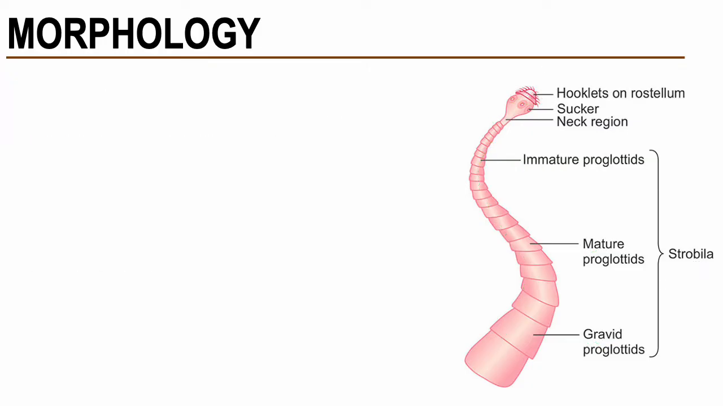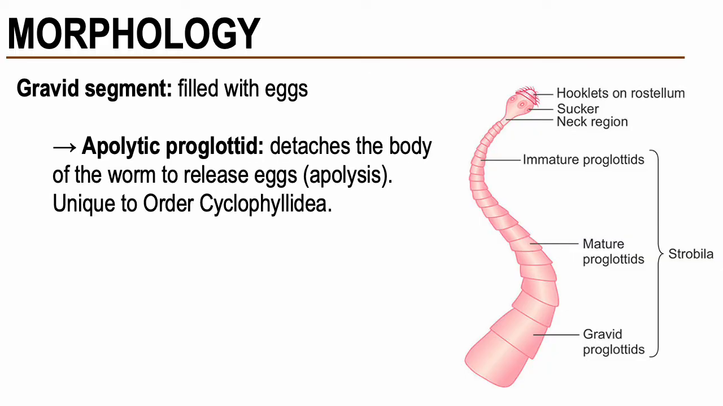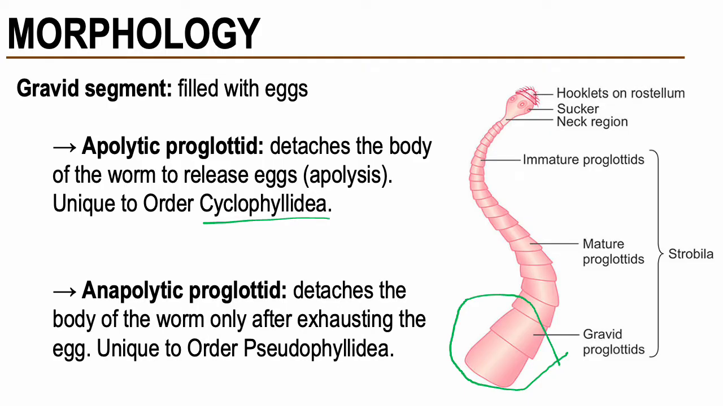There are 2 ways on how cestodes release their eggs. The first one, we have the apolytic proglottid. This is unique to Cyclophyllideans. Except for Diphyllobothrium latum and Spirometra, all the parasites discussed here undergo apolysis. This is a type of gravid proglottid that detaches from the body to release the eggs. Remember, gravid proglottid contains the eggs. So in order for them to release their eggs, they have to detach this part, your gravid proglottid. This is unique to Cyclophyllideans only. While anapolytic proglottid is unique to Pseudophyllideans such as Diphyllobothrium latum and Spirometra.